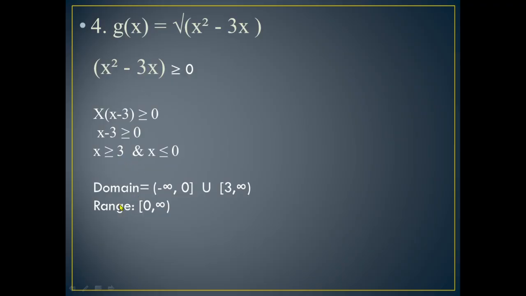Range, that is 0 to infinity, that output can be any positive value. This value, the resultant of x square minus 3x, can be 0 to infinity. This can be 0, so this range can be 0 to infinity including 0.